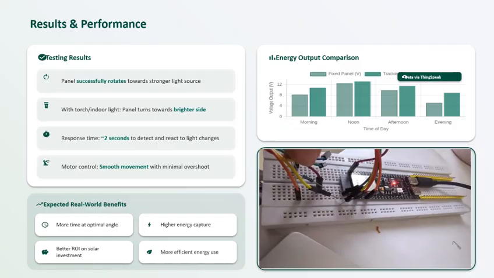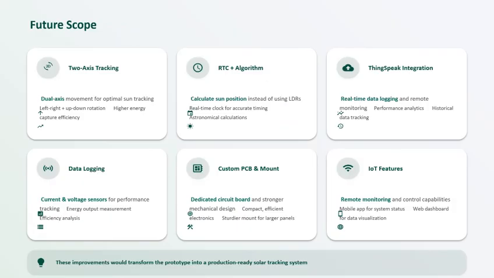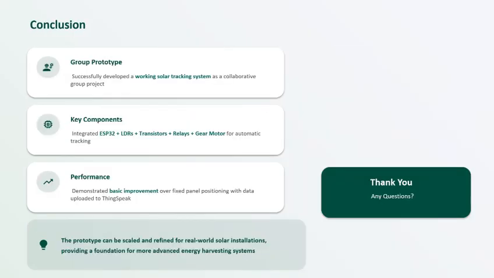Now, if we talk about the limitations and challenges faced by us during this project, these are the following. Firstly, this is only a small scale prototype, so the mechanical structure is not strong enough for heavy and large panels. Secondly, an LDR based tracking system can be disturbed by clouds, shadows, or artificial lights, so it is not always perfect. Thirdly, we don't have precise angle feedback, as there is no encoder or angle sensor in this version. And lastly, we have not yet done a full analysis of how much power we have gained and how much power the motor consumes. So there are areas which can be improved in future versions.